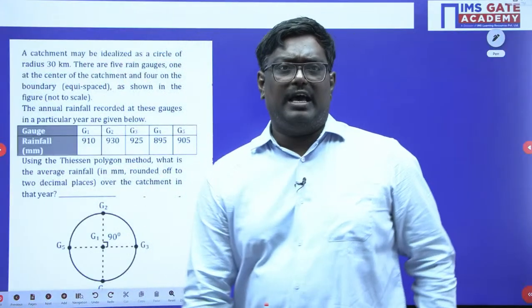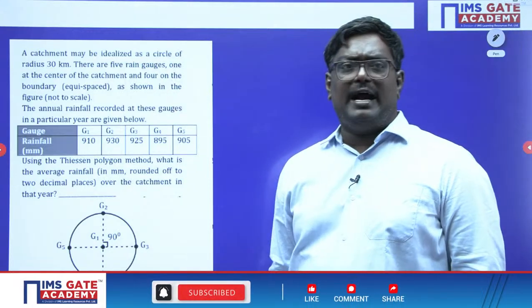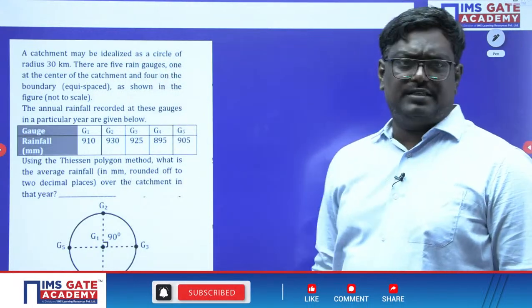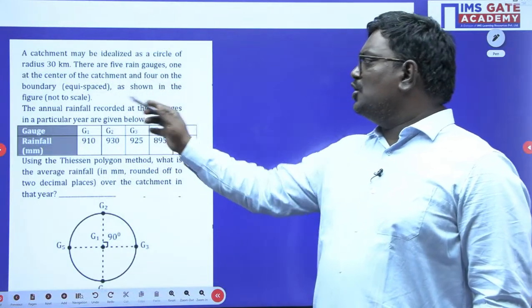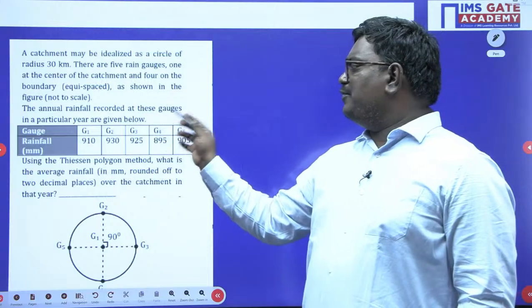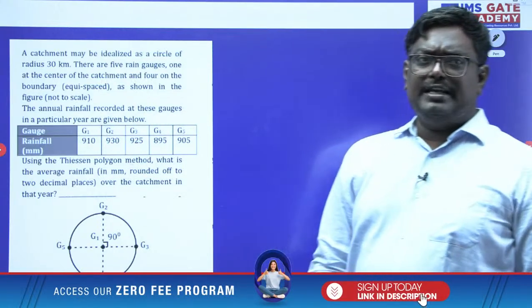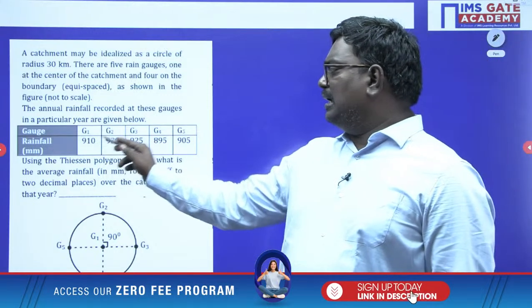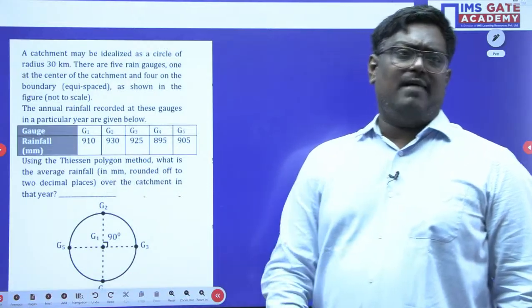So here we have a question. A catchment may be idealized as a circle of radius 30 kilometers. There are 5 rain gauge stations shown in the figure. The annual rainfall recorded at these stations in a particular year are given below. They have given the particular areas. Using the Thiessen polygon method, what is the average rainfall?